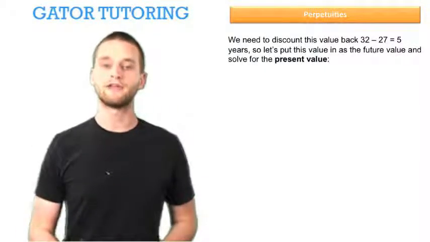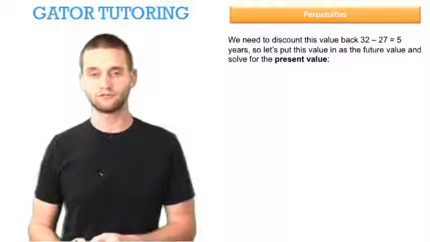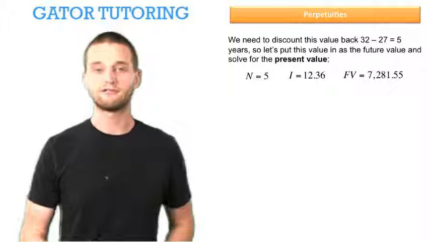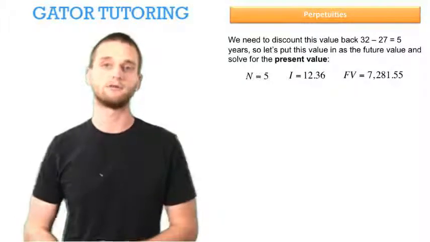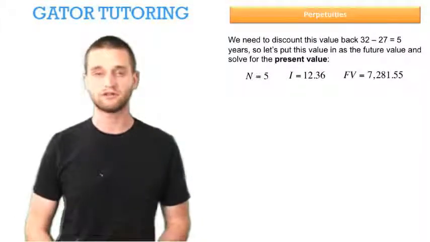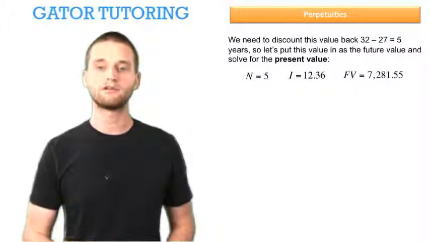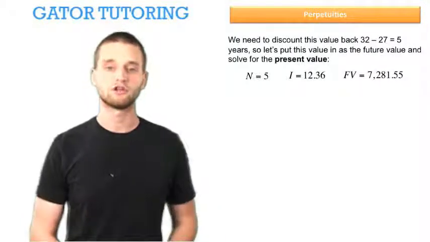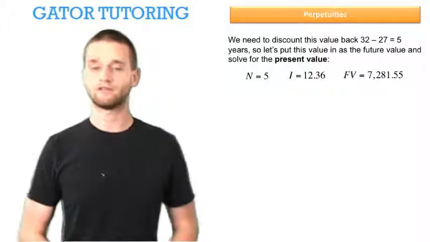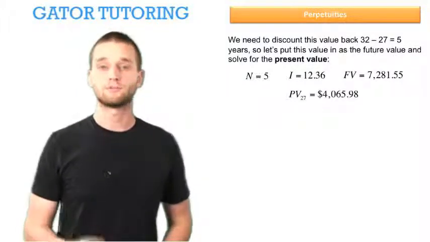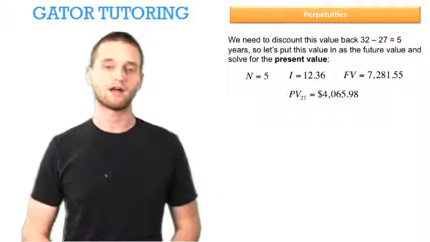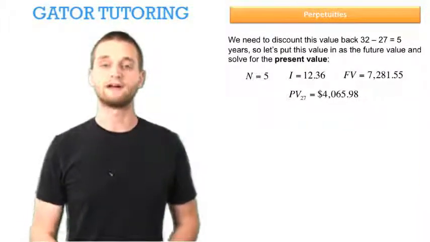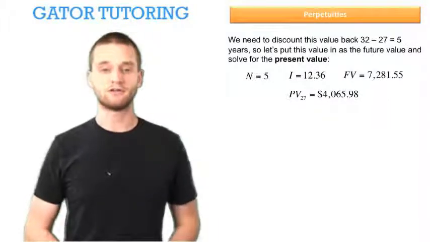So let's put this value into our calculator as the future value, and then we can solve for the present value. So again, we're going to put in 5 for n because there are 5 periods between period 32 and period 27. We're going to put 12.36 for our interest rate, and we're going to put a future value of $7,281.55. Now when we solve for the present value, we'll get $4,065.98, and that's the value of the third perpetuity in period 27.